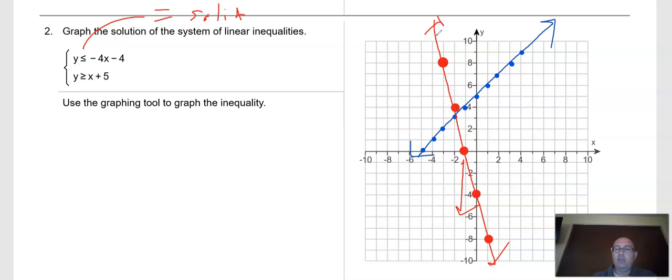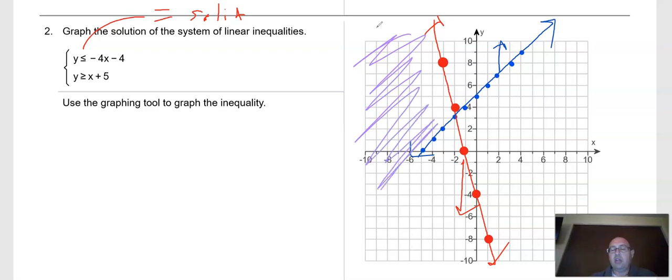This one is greater than or equal to, so it's shading above. So if I go below the red line and here, we'll switch to this lavender color. That would be out here. This is the shaded region. And when you're doing the Math Excel, you'll just select the area where they overlap.